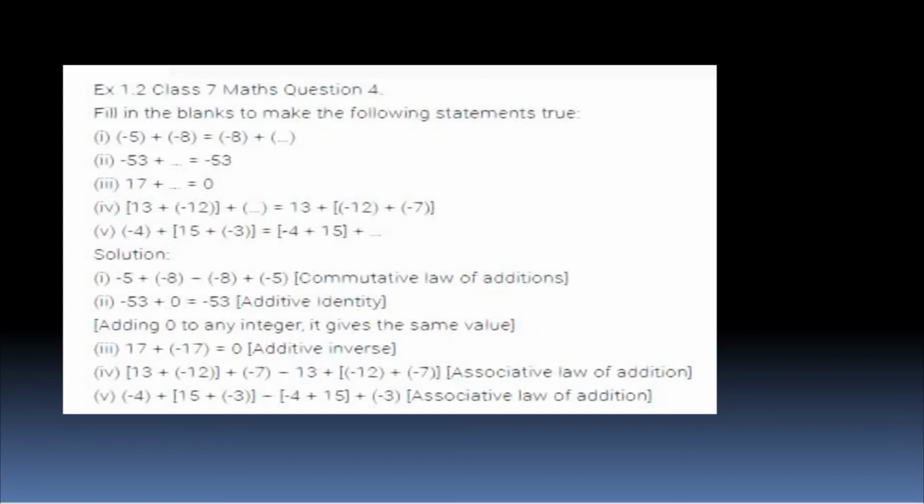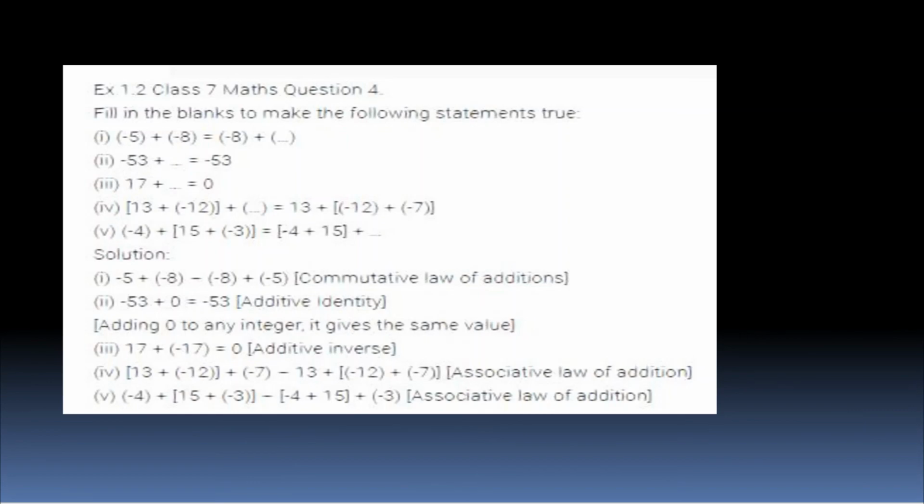Here is question number 4. Fill in the blanks to make the statements true, like -5 plus -8 equal to -8 plus -5. This is the commutative law of addition. The second part given is -53 plus blank. Something is to be added to -53 so that we get the answer -53. That is only 0. 0 is the additive identity. Adding 0 to any integer gives the same value. 17 plus some number gives you 0, that will be -17. That is the additive inverse.